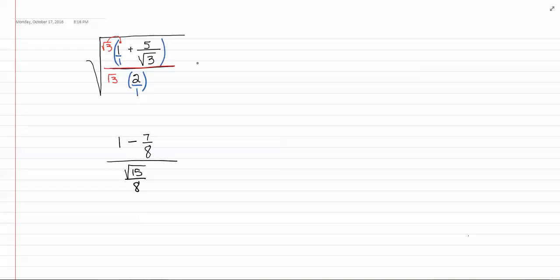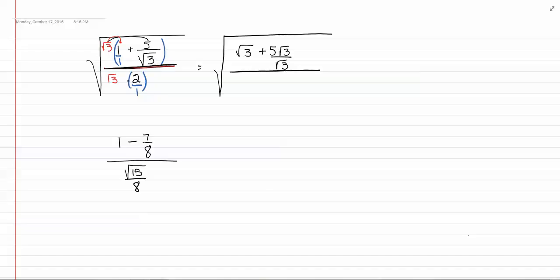So this is going to end up being the square root of, and then square root of 3 times 1. The next term is plus. We can do this in steps. Radical 3 times 5 is 5 radical 3 over radical 3. Here's your big division bar going in. And then multiply the bottom. Radical 3 times 2.